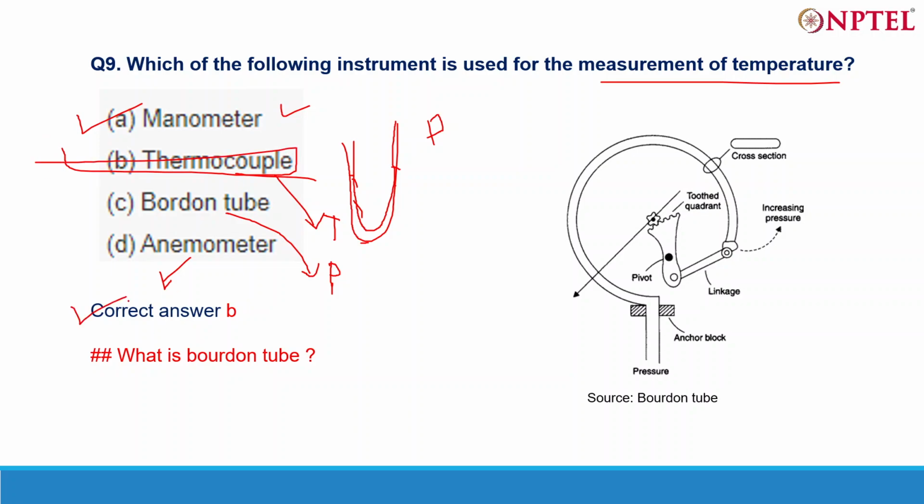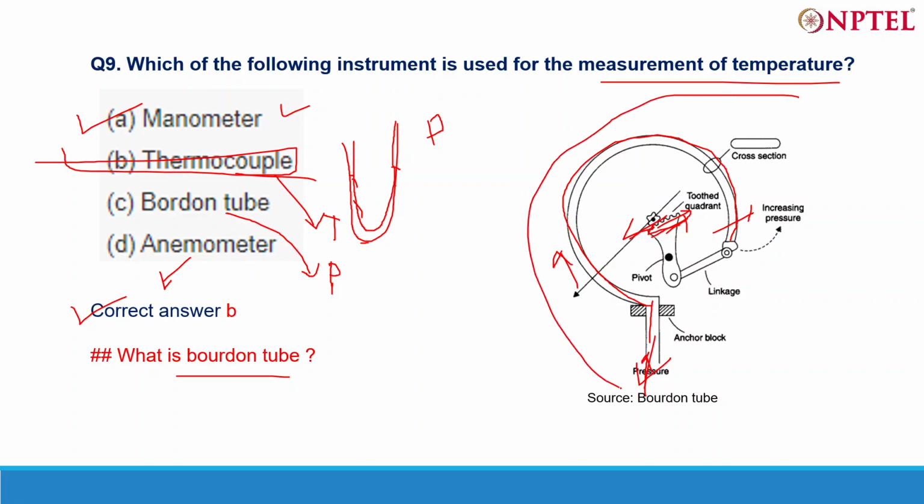Okay, thermocouple. Now most of you won't be familiar with the term Bourdon tube. So Bourdon tube is basically a kind of elastic tube. Okay, and there is this connection with the toothed quadrant. There is a pivot and a linkage that connects to this elastic membrane. Whenever pressure is applied, it will compress, so it will move in this direction. And whenever pressure is released, this tube will expand, so it will move in the other direction. That's how this dial moves up and down. Okay, this is the concept of the Bourdon tube pressure gauge.